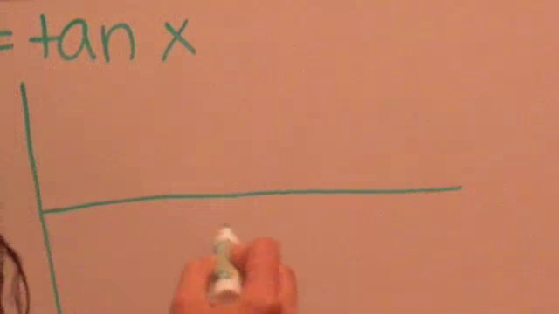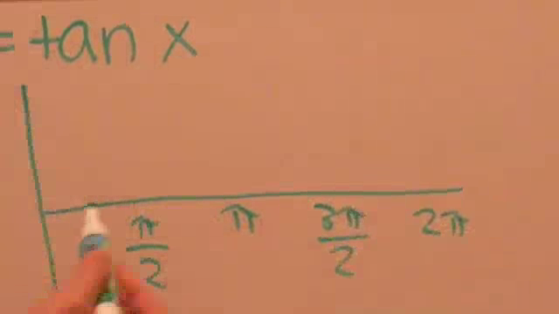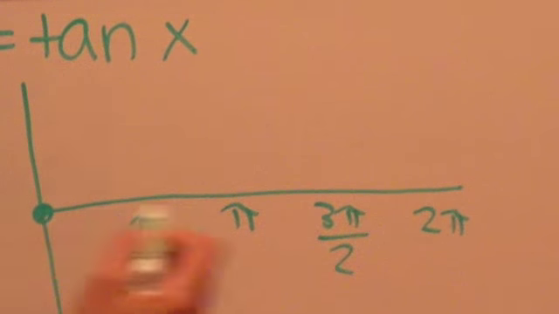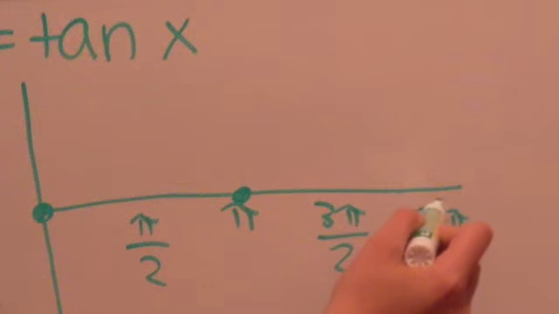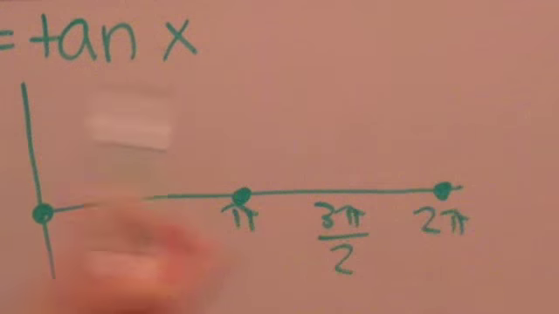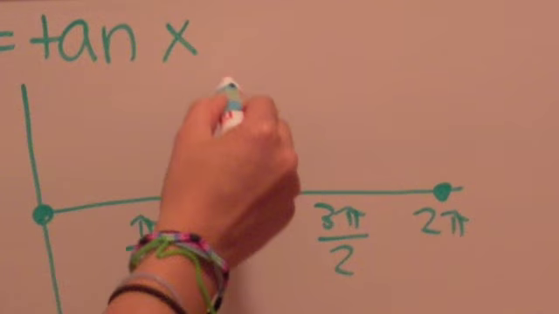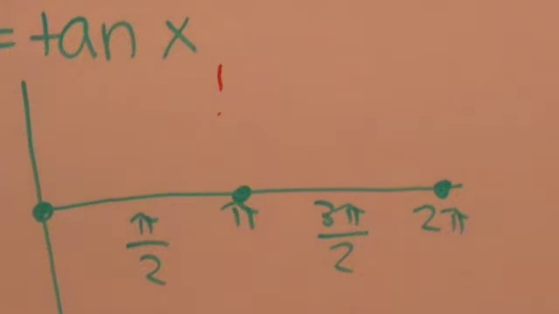This is the graph for y equals tan x. The tangent of 0 is 0, the tangent of pi is 0, and the tangent of 2 pi is 0. And the asymptote is at pi.